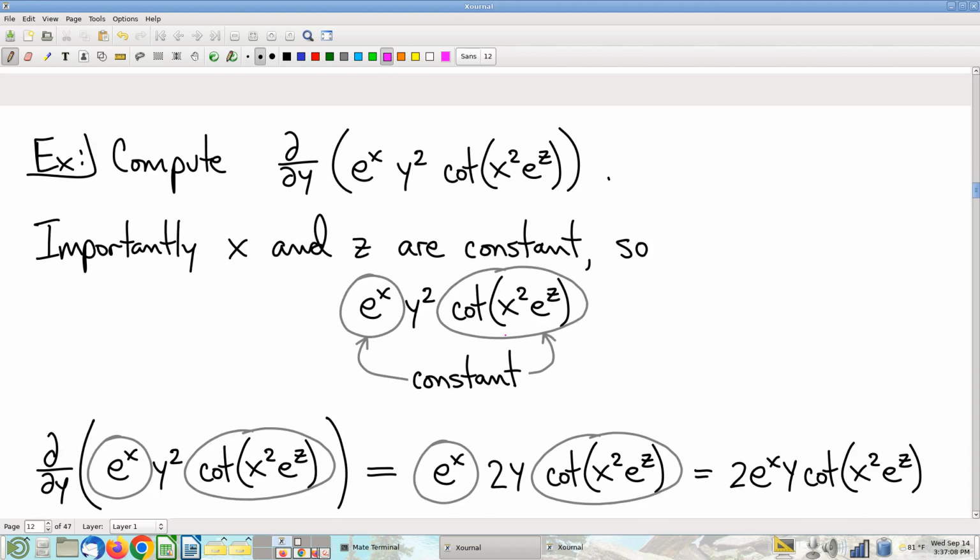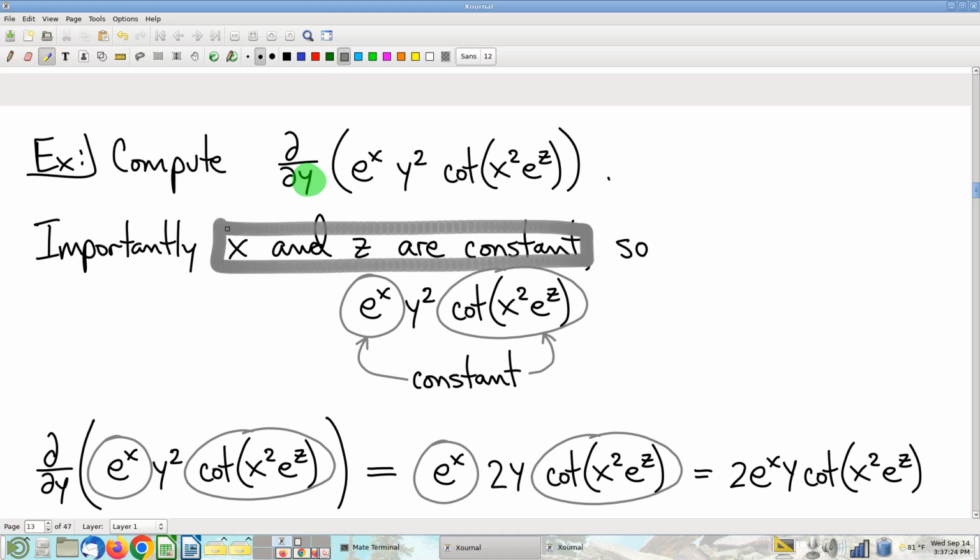Going to compute a partial derivative here. Notice we're computing a partial derivative here with respect to y. That means y is our variable. That means all of the other variables are being held constant, right? So x and z are to be treated as constants here because, well, they're not y. Y is the only remaining variable. So e to the x, constant. Cotangent of x squared e to the z is a great big complicated looking constant. Still constant is the point.